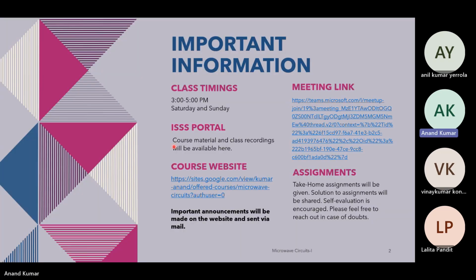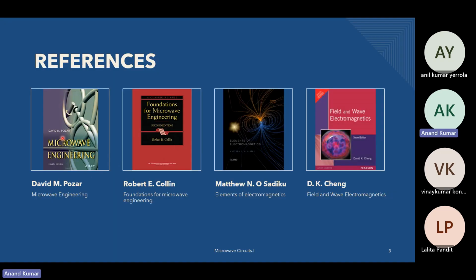So, a couple more classes to go. In the last class, we switched from Pozar to Cheng. We were looking at single stub and double stub impedance matching and tuning. Cheng actually has examples with more simplified steps.